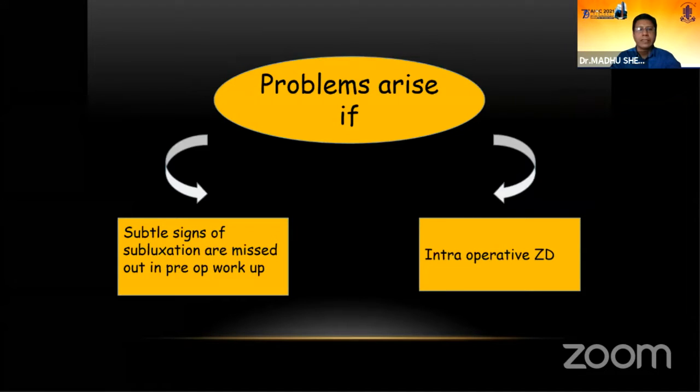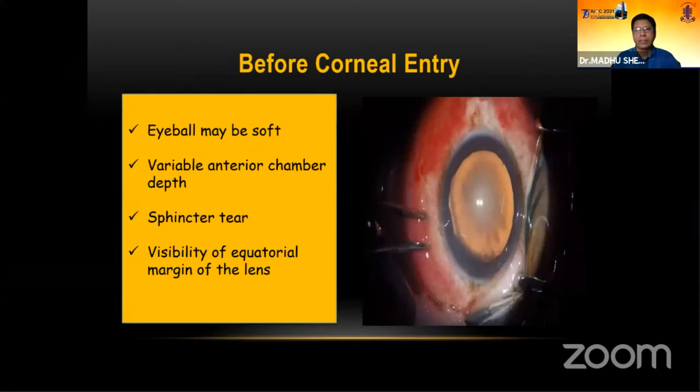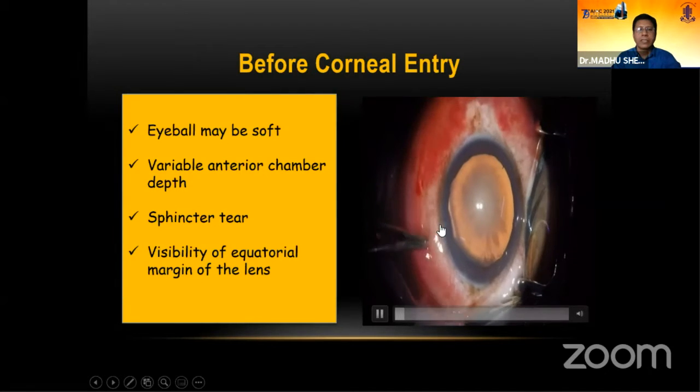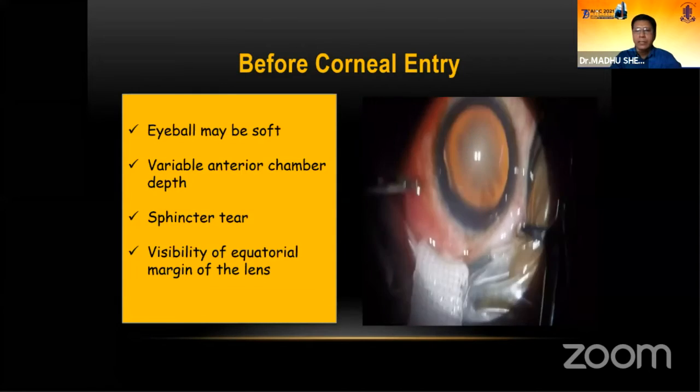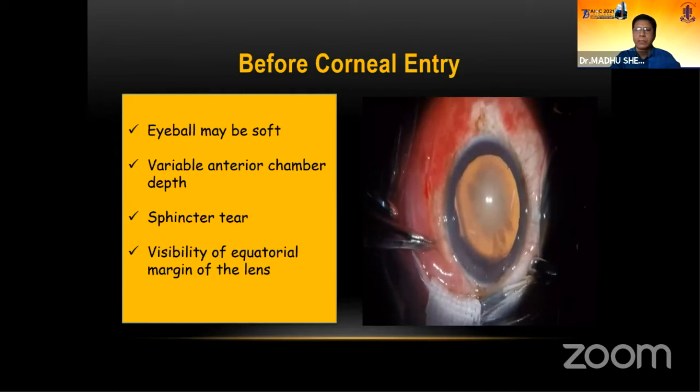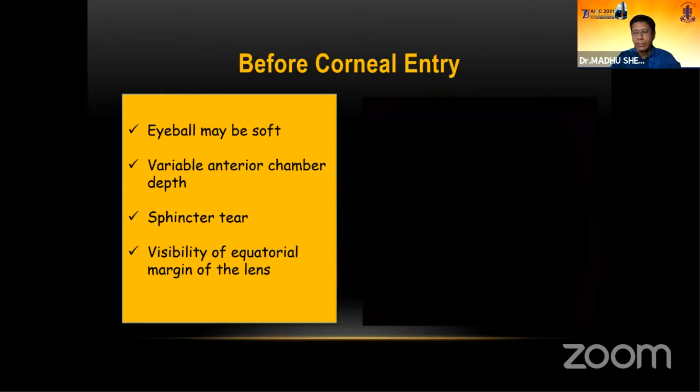Problems arise if subtle signs of subluxation are missed in the pre-op workup, or when you are working in a high volume setup where you have not seen the case preoperatively, or there is intraoperative dialysis. So before entry, you should look for variable anterior chamber depth, sphincter tear, or visibility of the equatorial margin after proper dilatation. You can slightly tilt with forceps and see whether any dialysis is there or not.